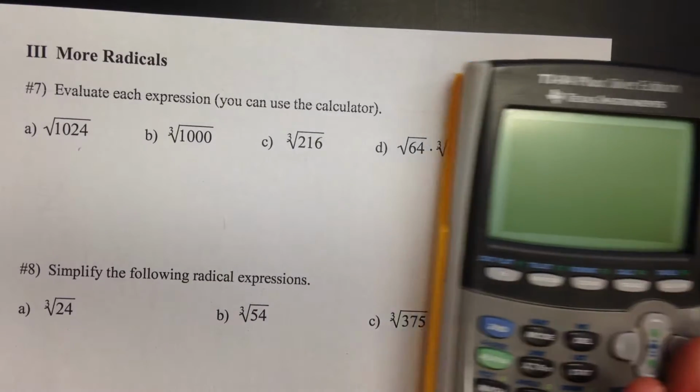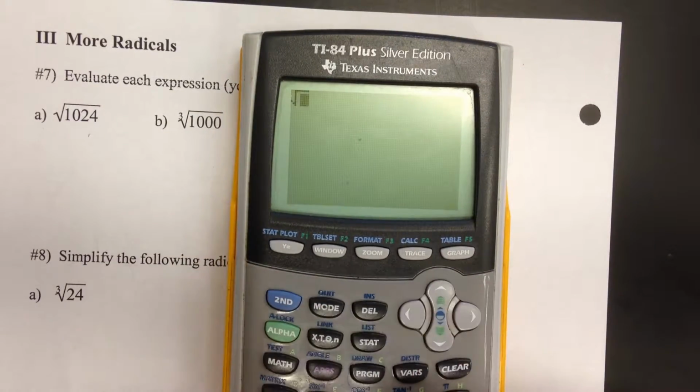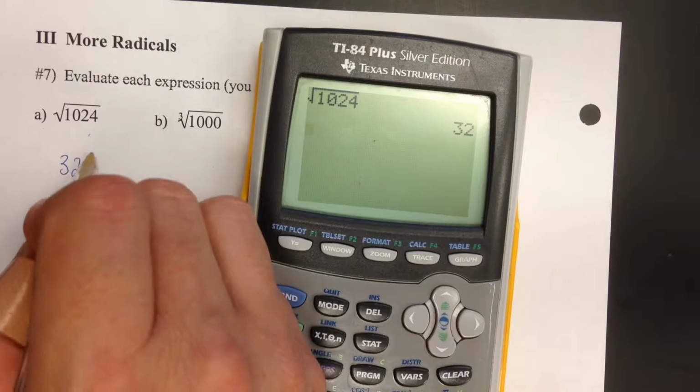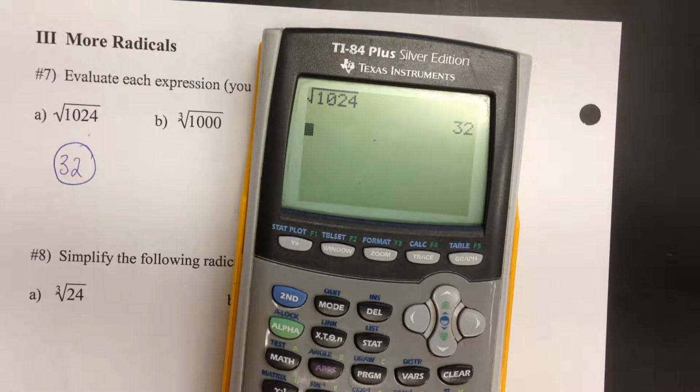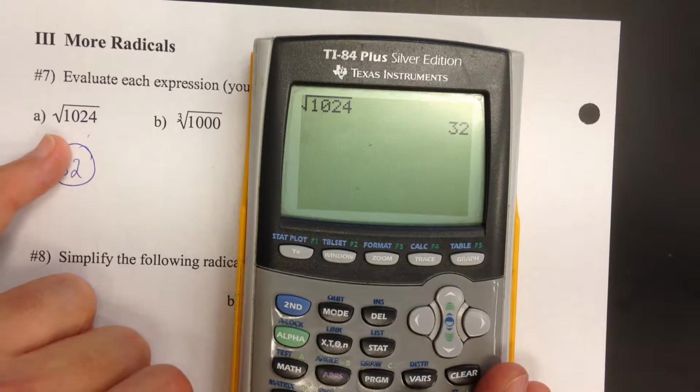You can certainly do a factor tree, but I'm actually telling you, hey, let's type square root of 1024 and see what we get. Oh, that's 32. If you do a factor tree, you'll be pulling out a bunch of 2's and you'll end up with 32, but it's a lot easier if that's a perfect square.